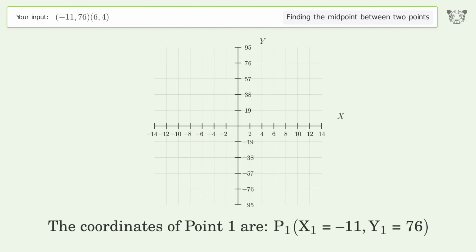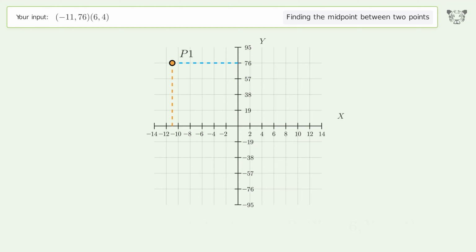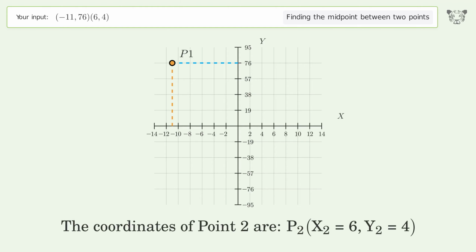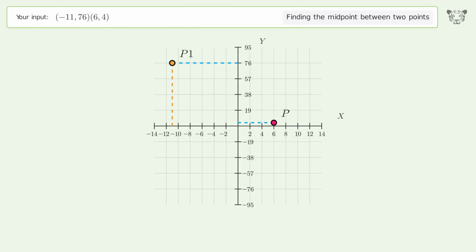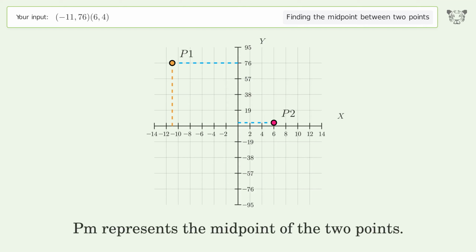The coordinates of point 1 are, x1 equals negative 11, y1 equals 76. The coordinates of point 2 are, x2 equals 6, y2 equals 4. PM represents the midpoint of the 2 points.